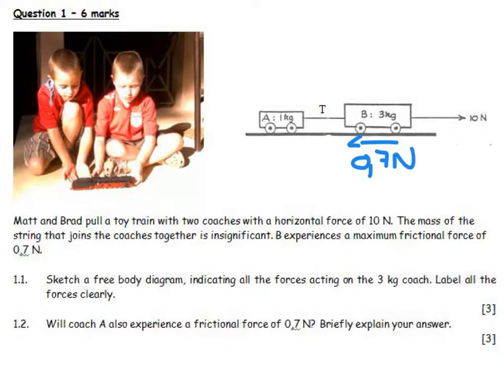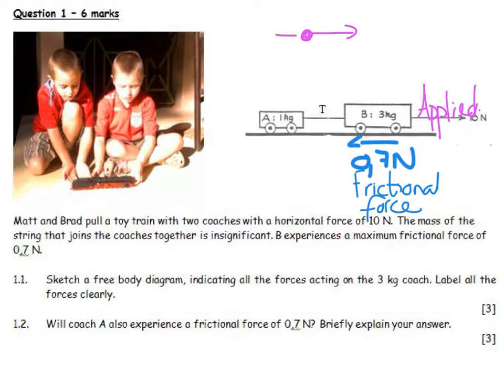So, the first one is sketch a free body diagram indicating all the forces acting on the 3 kilogram coach. Label all the forces clearly. You can't just write a value, you've got to write frictional force. This forward force over here is an applied force. And of course it is a free body diagram, so it needs to start with a circle and then the applied force and then the frictional force.